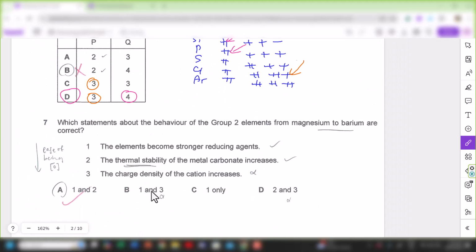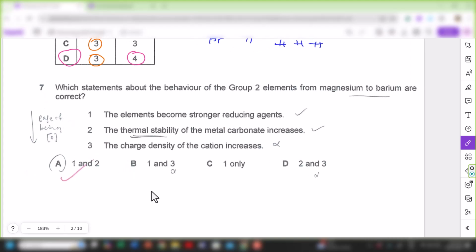Right. We'll move on to question 7. Which statements about the behavior of group 2 elements from magnesium to barium are correct? As you go from magnesium to barium, what are you expecting? The elements become stronger reducing agents. That means they have a greater tendency to lose their valence electrons, and you know that is true because as the number of principal quantum shells increases, the outermost electrons are less tightly held by the nucleus, despite an increase in nuclear charge. Because of the distance, which now plays one of the more important roles in deciding whether they are more easily lost or less easily lost, they can more easily lose the valence electrons. That makes them better reducing agents. So 1 is correct.